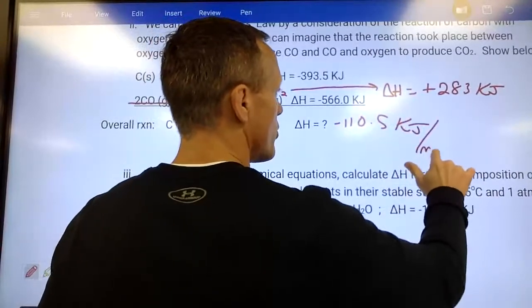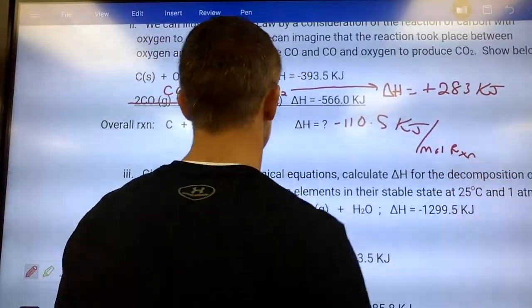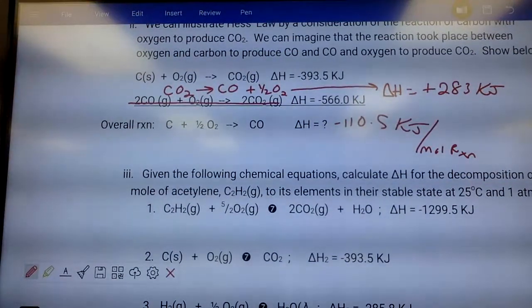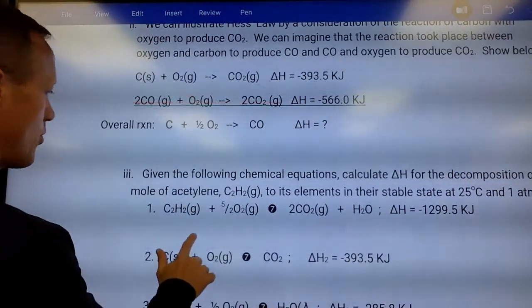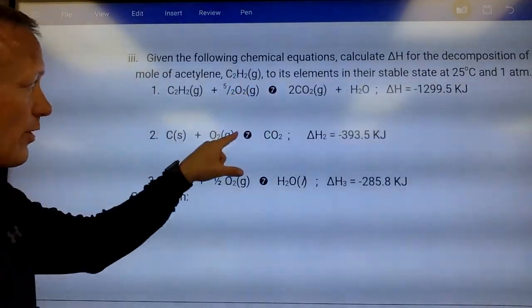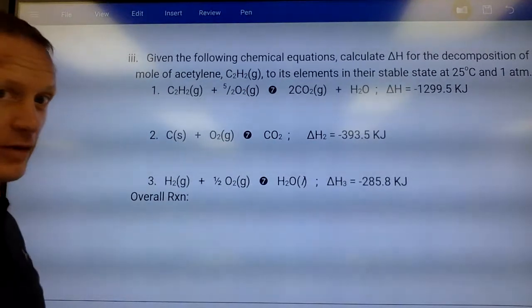And that's kilojoules per mole of reaction. Let's go down to the next one. When I put documents up here, sometimes that 7 is supposed to be an arrow. Sorry, I did not change those in there, but I don't know why that happens.